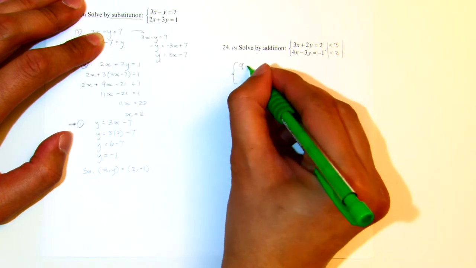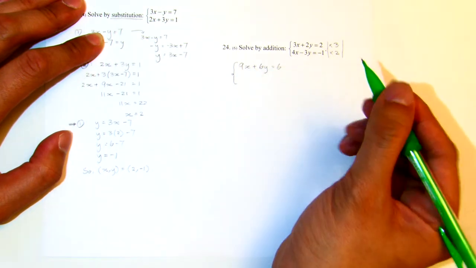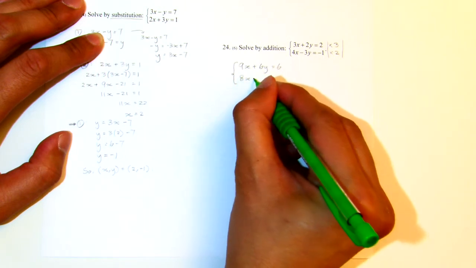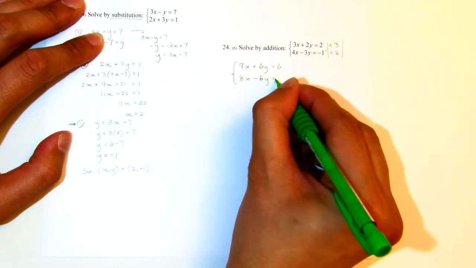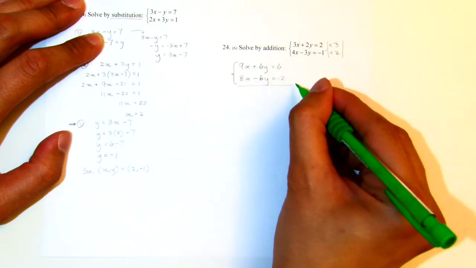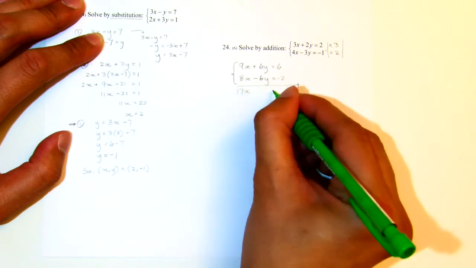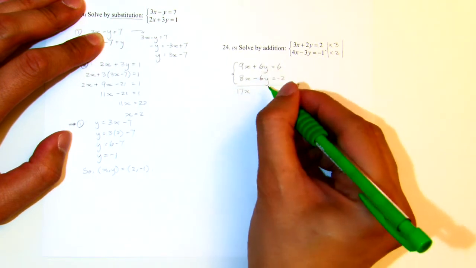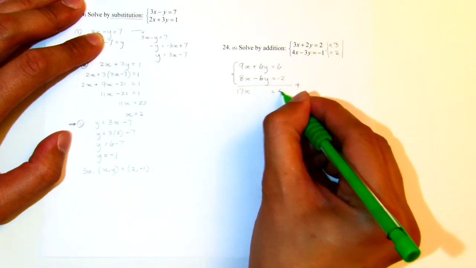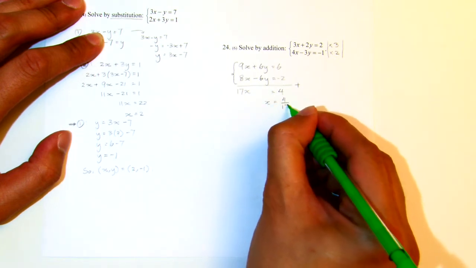Here I have 9x plus 6y equals 6 for the first equation. For the second equation, I get 9x minus 6y equals negative 2. The y coefficients are now opposite. If I add, I get 17x. The y coefficients are opposites, therefore if I add them, it equals 0. Now this equals 4, therefore x equals 4 over 17.